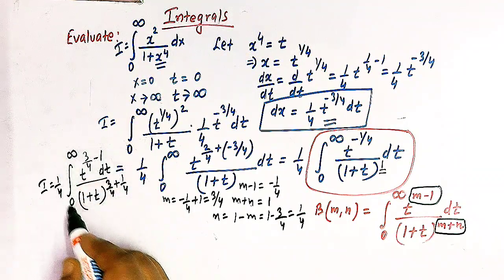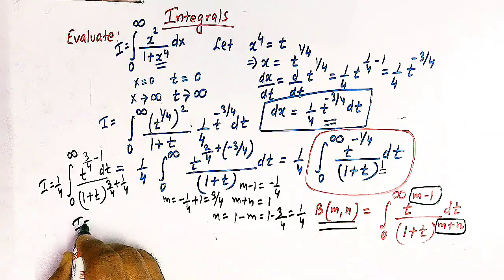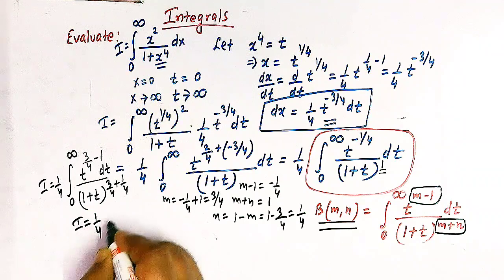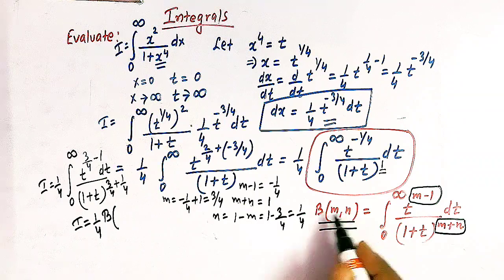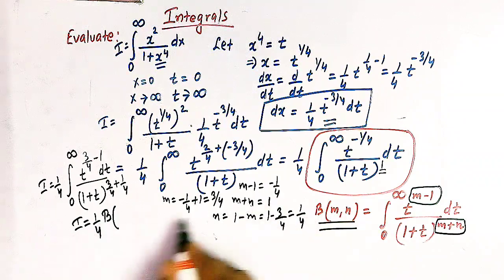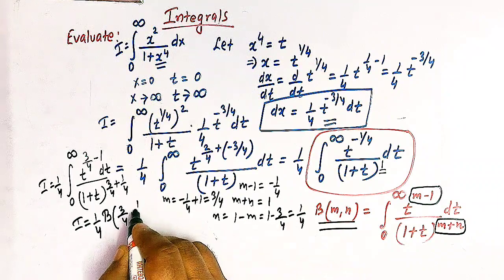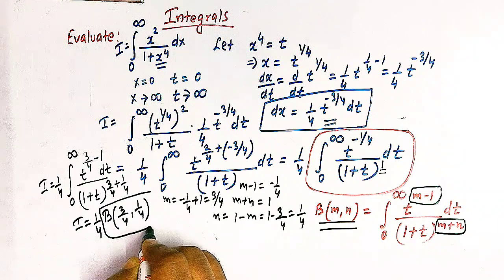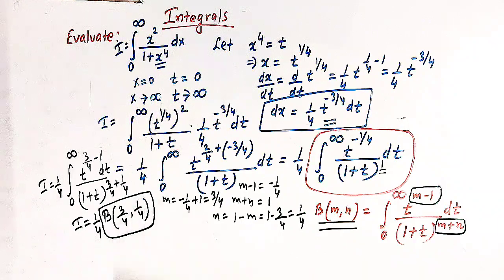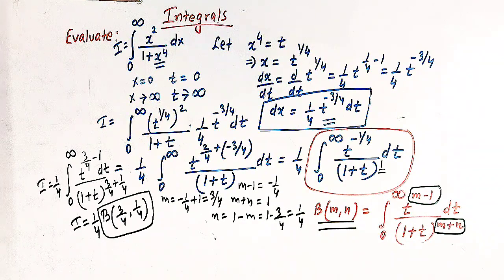So now this integral is our beta function. So we have I is equal to 1 by 4 times beta of m comma n. M is 3 by 4 and n is 1 by 4. So now we have to find the value of this beta function by changing it into gamma function.